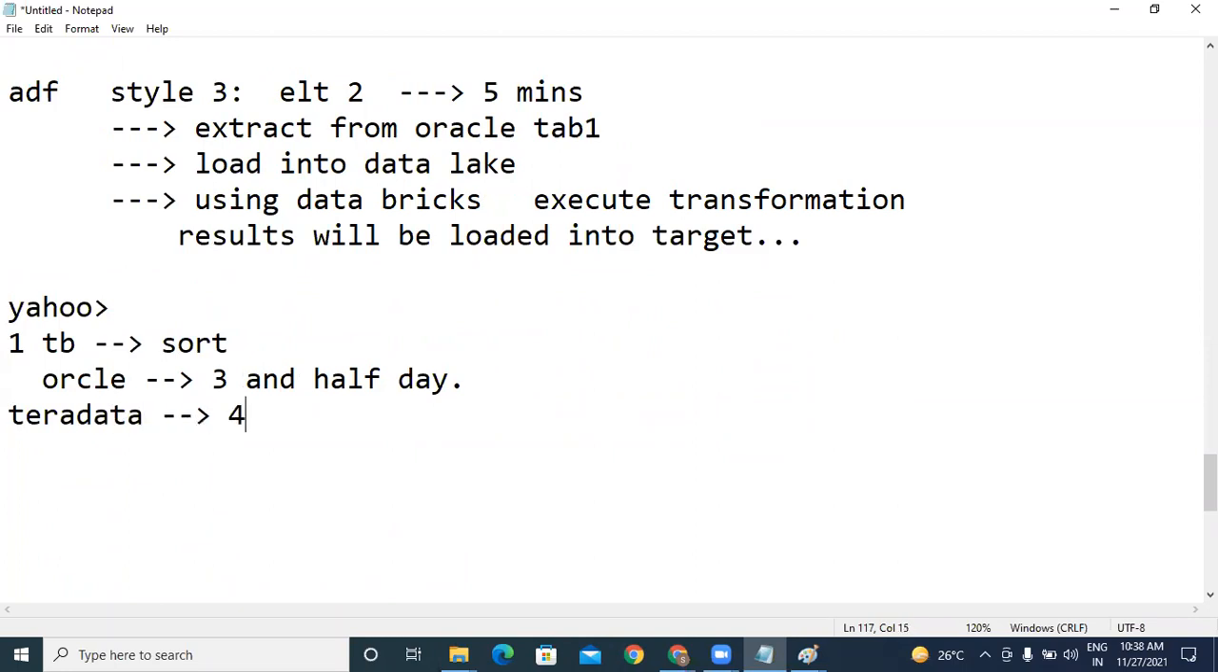It has given 4 hours. In 4 hours, it has performed one TB, because sort is a complex operation. 1 terabyte of data sort operation was done by Teradata in 4 hours.